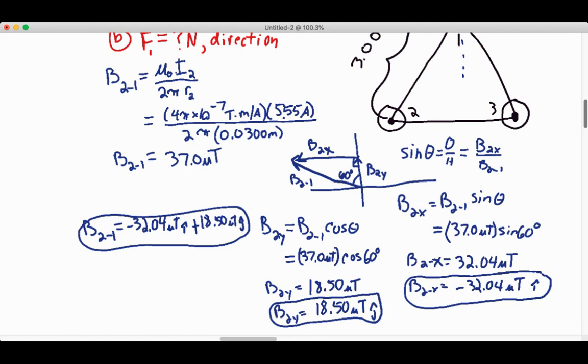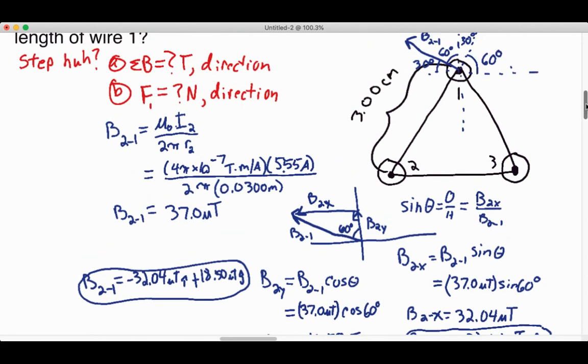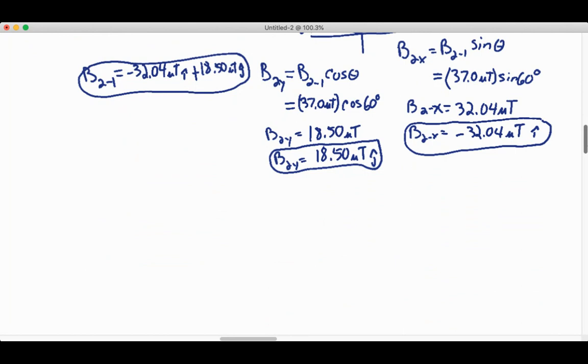So it shouldn't take too much effort to convince yourself that wire 3 being the same distance away and carrying the same amount of current is going to cause the same amount of magnetic field at that point. So what does that mean? That means B of 3 on 1 is also equal to 37.0 microtesla. But we've got to figure out the direction. So what do we have here? So here's where 1 was. Here is where 3 was.